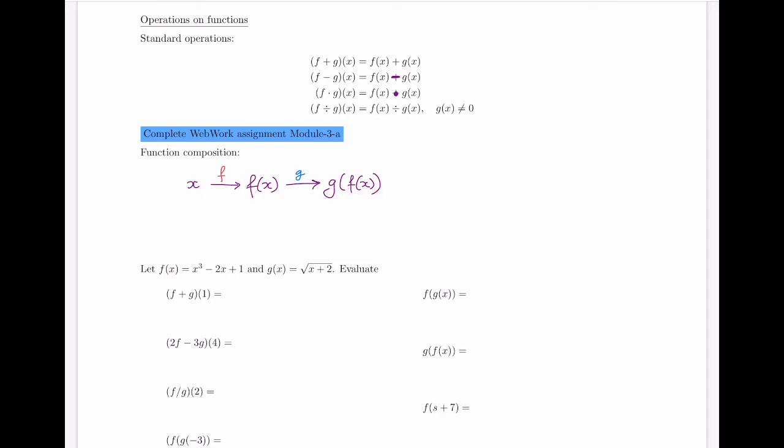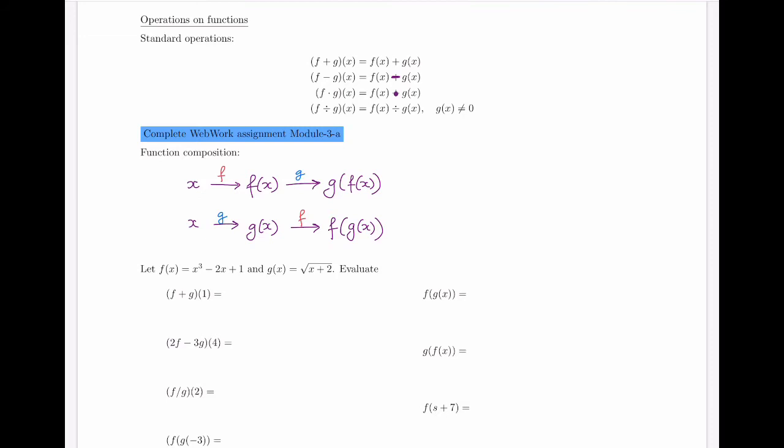Now, of course, I could have done that in different order, right? So I could have first applied the function g to the input x, and I would have gotten g of x as the output. And then if I were to apply function f now, notice that now g of x will serve as my input into f. So what I'm going to get is f applied to g of x.